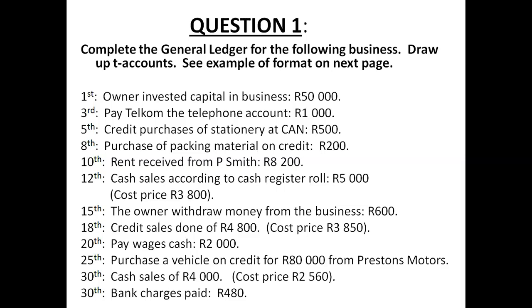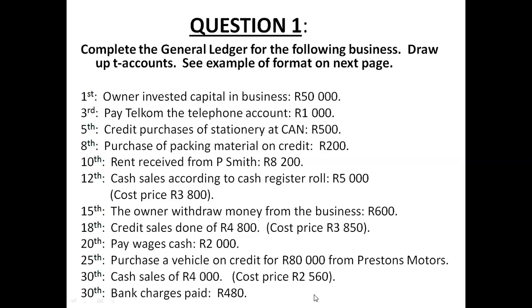And then there are 2 transactions on the 30th. The first one, cash sales of 4,000 rand. The cost price is 2,560. And the second one is bank charges that are paid, 480 rand. Right, so that is your transactions.